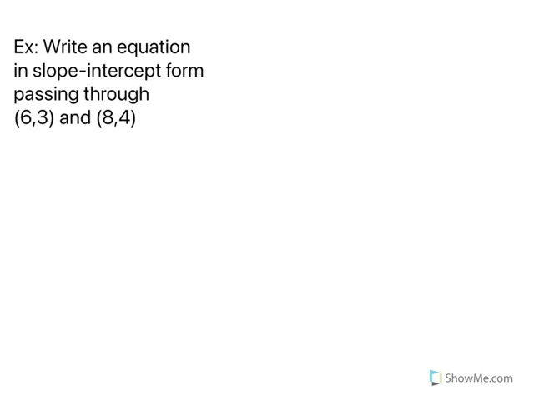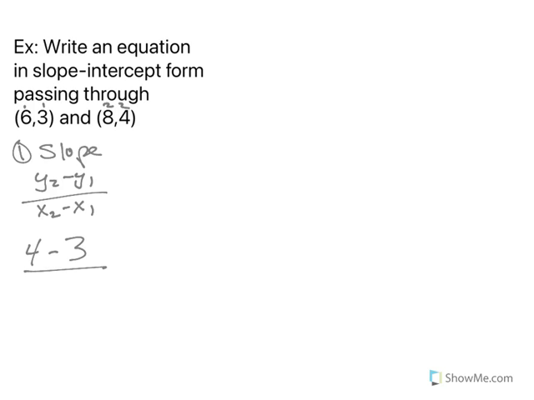Let's write an equation in slope-intercept form passing through (6, 3) and (8, 4). Step one is to find the slope. Slope being y2 minus y1 over x2 minus x1. So I'm going to use this as the ones and this one as the twos. So my y2 value is 4, and I'm going to subtract y1, which is 3. And I subtract then x2, which is 8, minus x1, which is 6, and my slope here is 1/2.